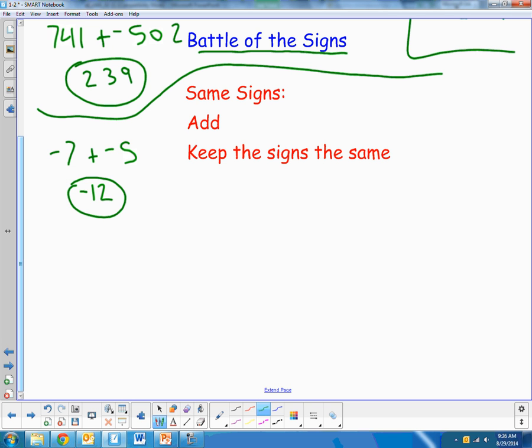And it works, of course, with same sign. If you have, let's say, 741 plus a positive 502, nothing changes here. Same sign. We're going to add them together. And so we're going to get 1,243. And we are going to keep that positive because both have the same sign of positive. So those are the rules.